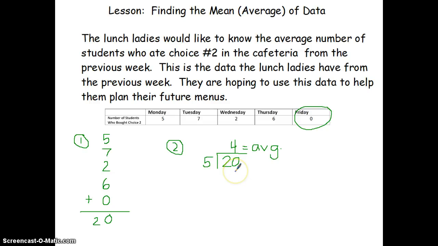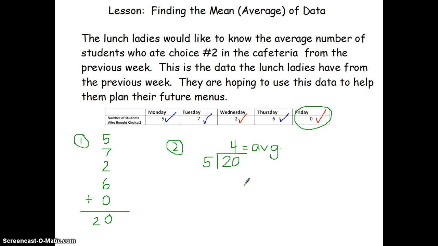Now, if you've noticed here, there's some days of the week that I have more than 4 students who purchased choice 2. But then there's other days of the week where I have much less than 4. And so this tells the lunch ladies the middle number. It tells them just an average, what they can expect during a week. If every week was like this, then they can expect that about 4 students are going to buy lunch choice 2 every single day. So that might help them with their meal planning purposes.